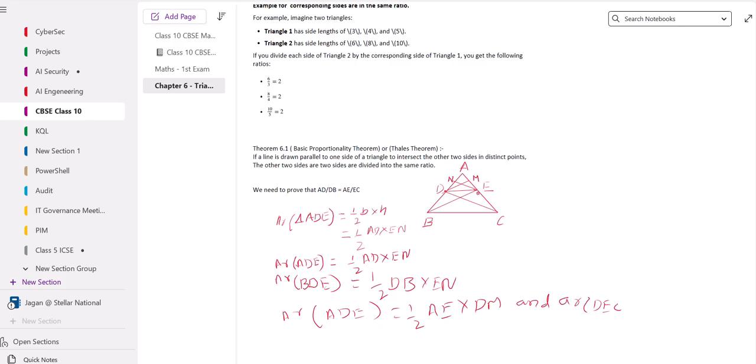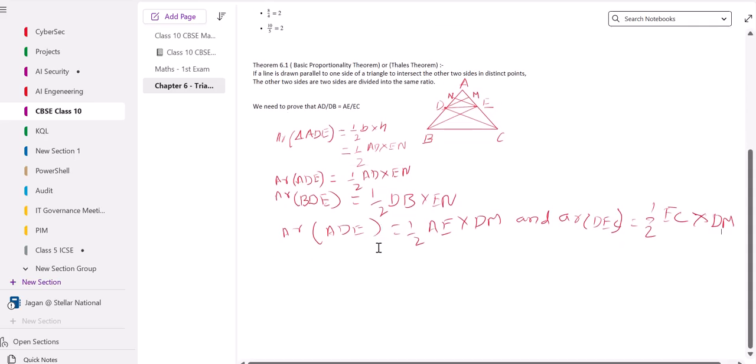area of DEC and area of ADE, this side of the triangles, which is equal to half EC into DM. So now that we have written all of the areas of all of the triangles formed on the sides of AD and BC.